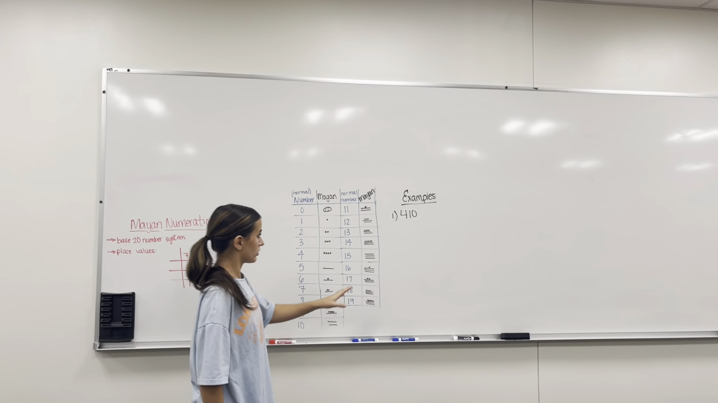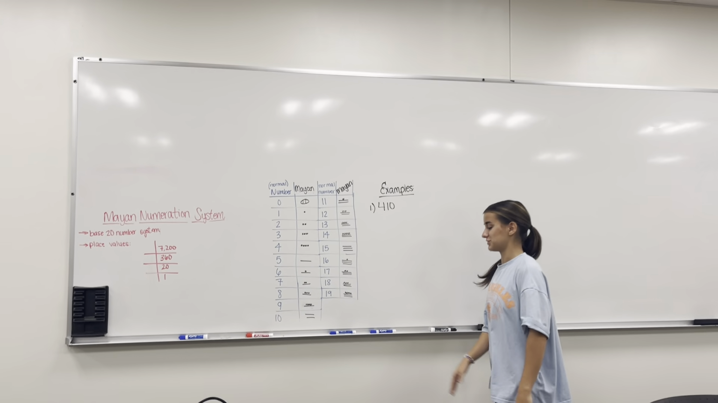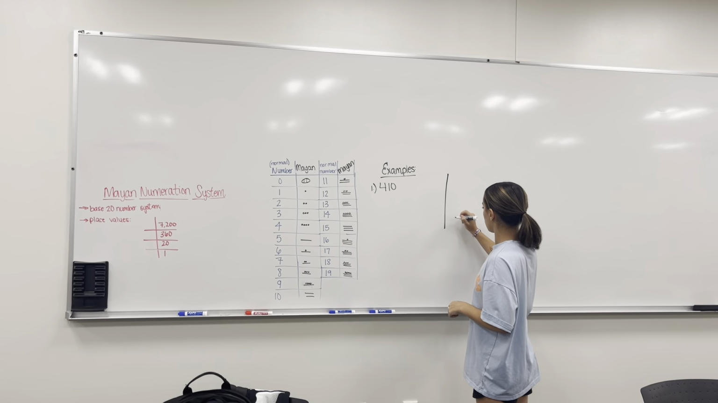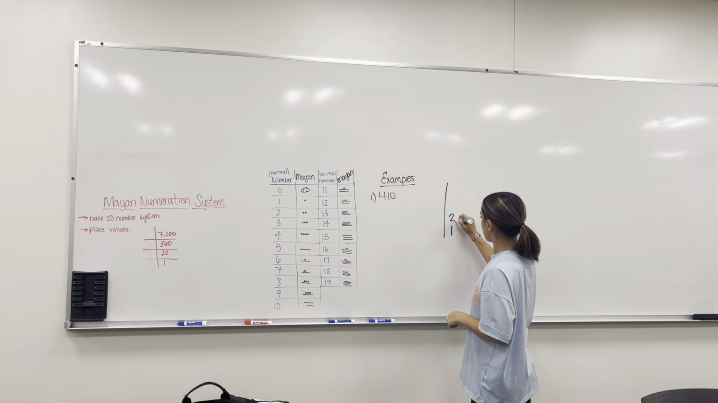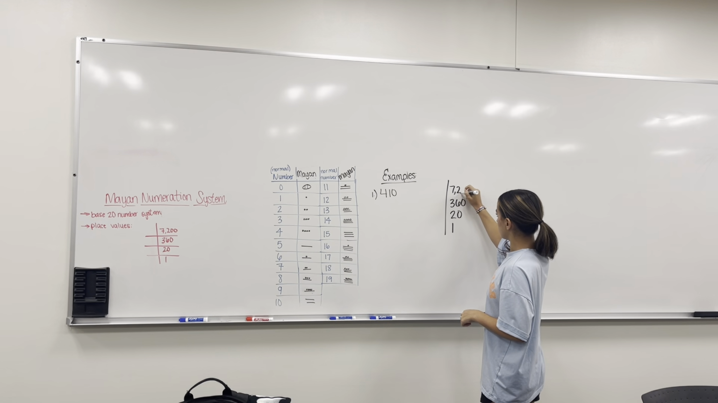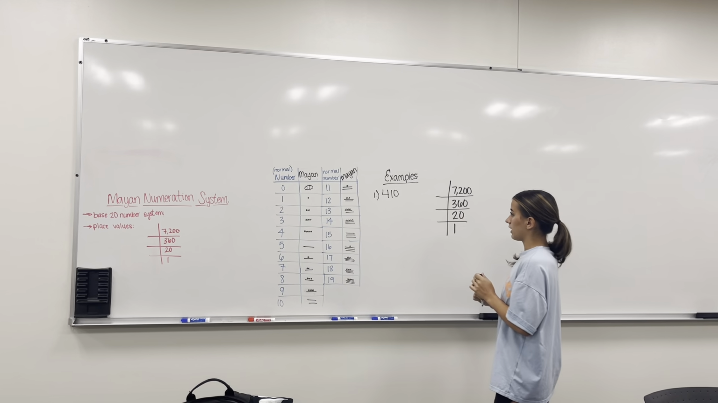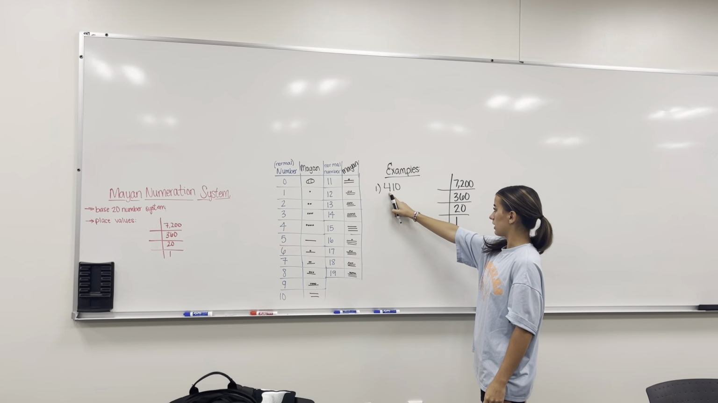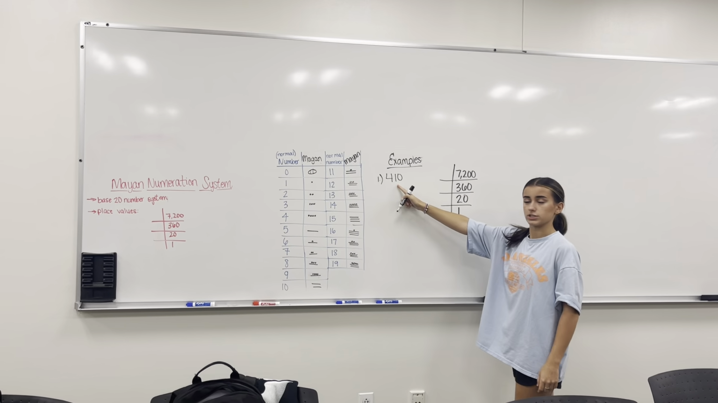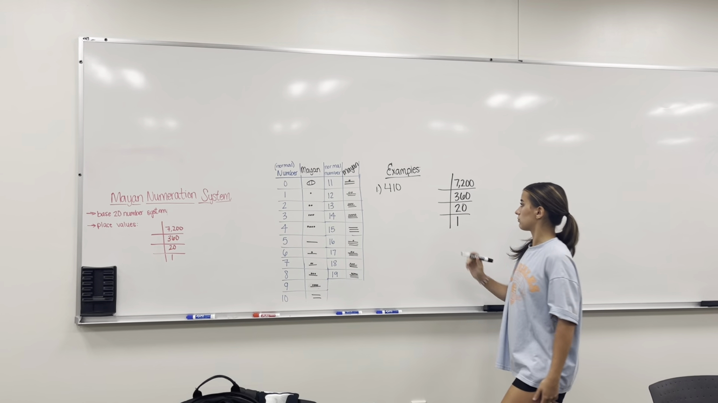So when you're converting a number into the Mayan symbols, you're going to take your place values, which are 1, 20, 360, and then 7,200. And then you're going to look at your number and see how many of these can fit. So we can't fit 7,200 into 410, so then you move on. So we can fit 360 into 410.